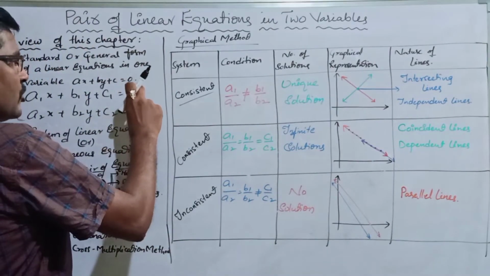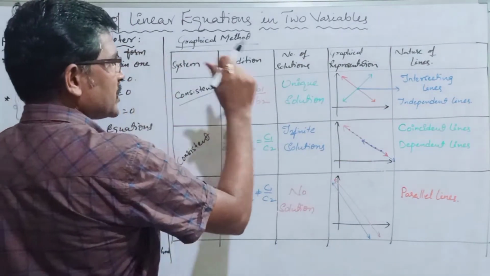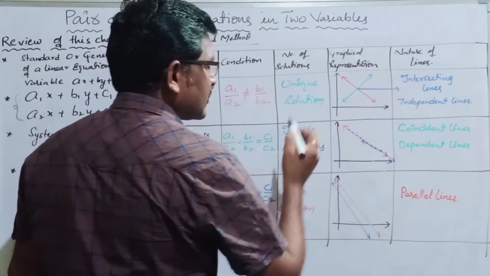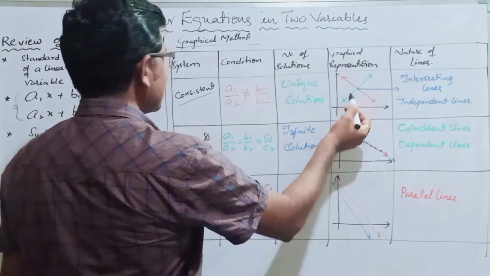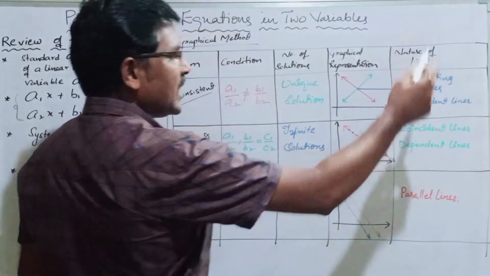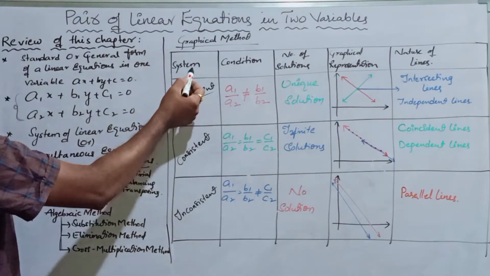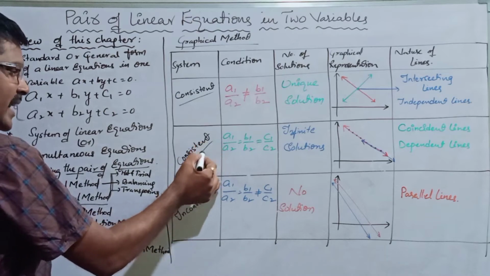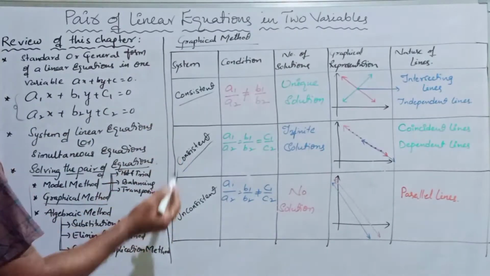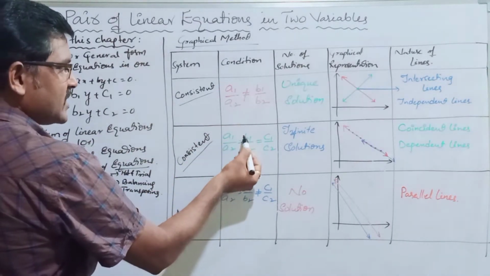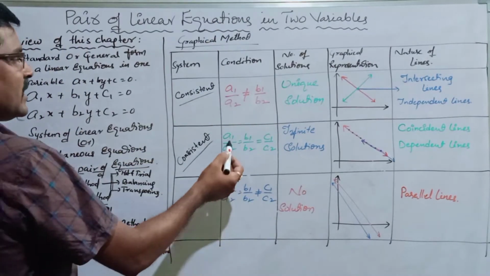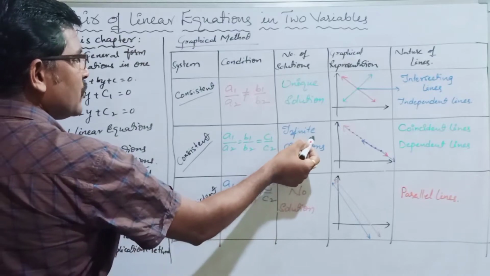Since we get a unique solution, the graphical representation of those equations is intersecting lines. So the graphical representation of these two equations is intersecting lines, which are independent lines. Next, the system of equations is again consistent. In consistent we have two types: the first one is intersecting lines, and the second one is if a1/a2 is equal to b1/b2 is also equal to c1/c2, then the number of solutions is infinite.